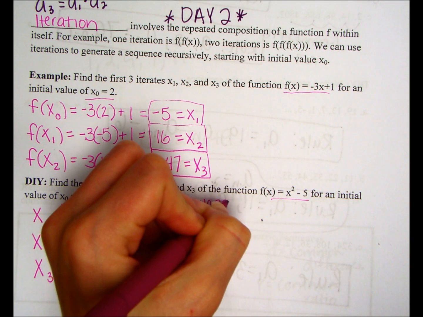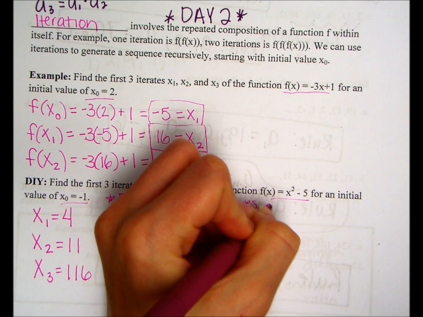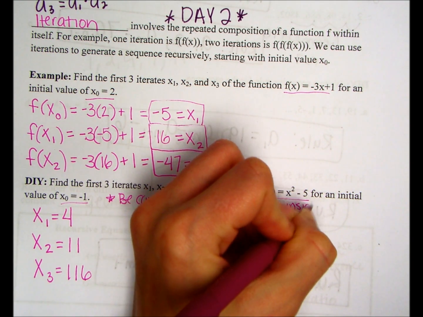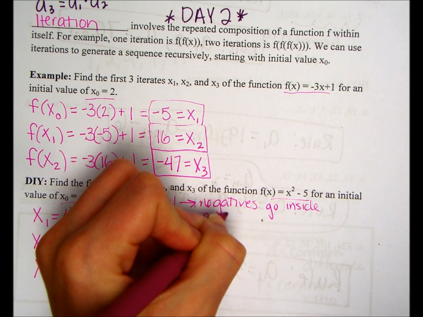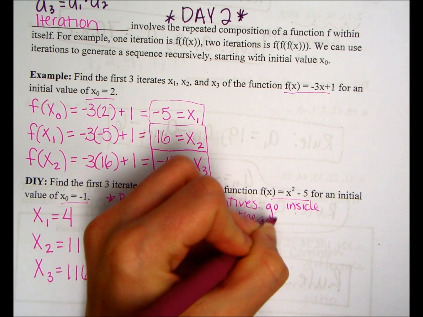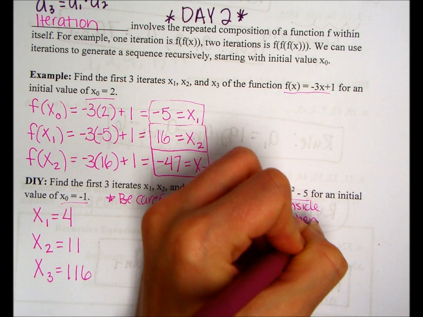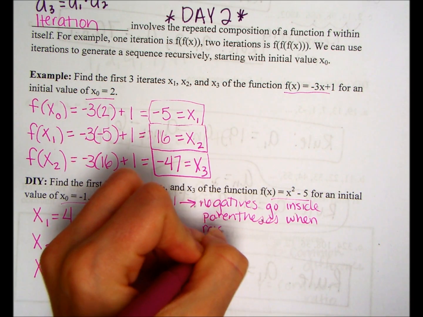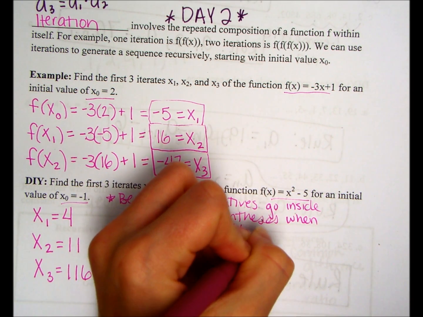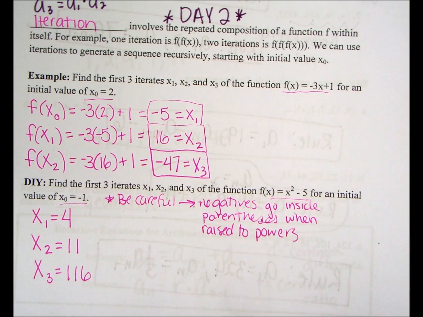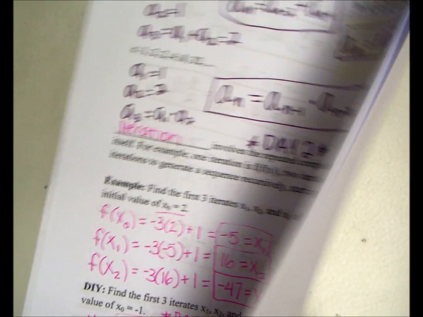Negatives go inside parentheses when raised to powers. We don't like to do that, but you have to do that because that will take care of your signage.